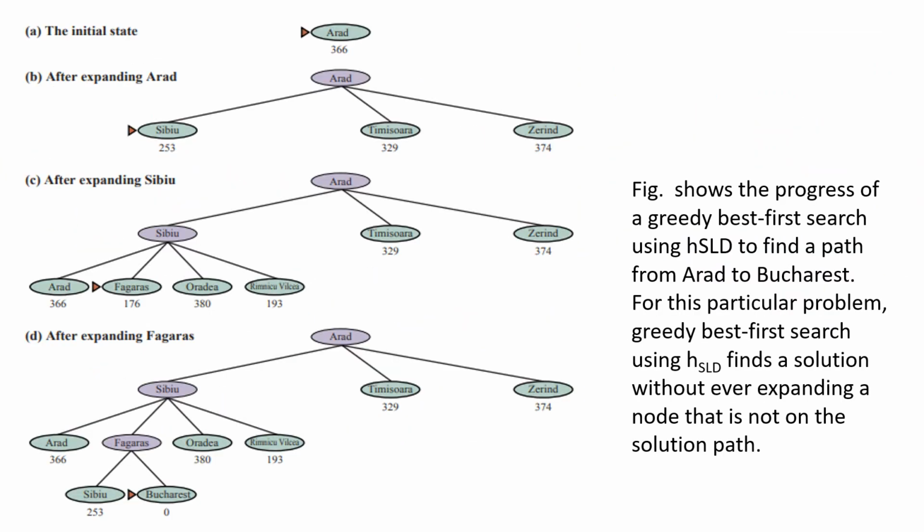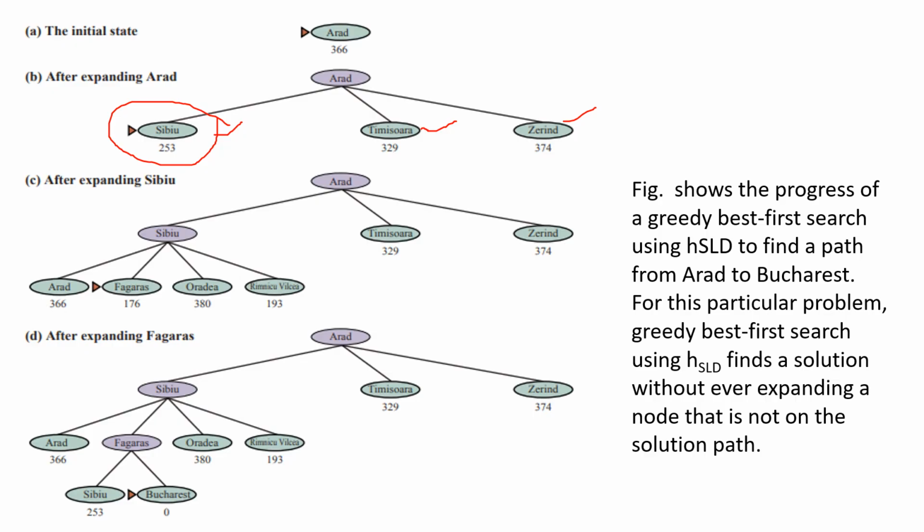Here we can see there are three neighbors. From Sibiu, h of n is 253, and from Timisoara to Bucharest the straight line distance is 329, and from Zerind to Bucharest the straight line distance is 374. So it will select Sibiu because this is the lowest. Then from Sibiu we will consider its neighbors. Sibiu has four neighbors. Arad.